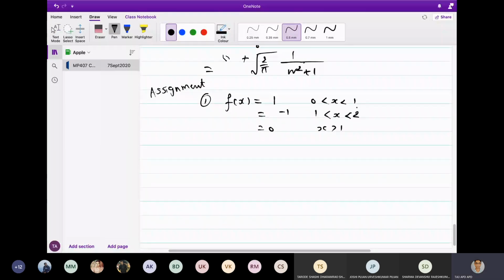So let me just write down here. You have to find out the Fourier cosine transform.